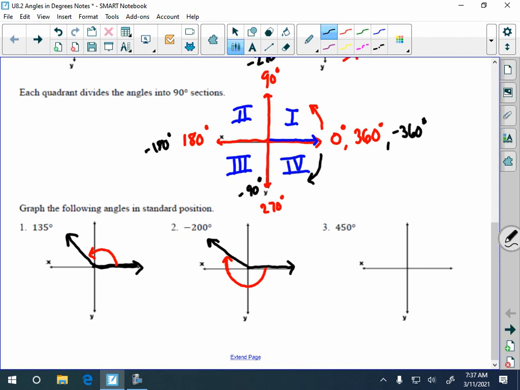All right, so that's negative 200 degrees. And that, again, falls in quadrant 2. So the quadrants aren't going to rotate in opposite directions. They stay quadrants 1, 2, 3, and 4 going clockwise always.